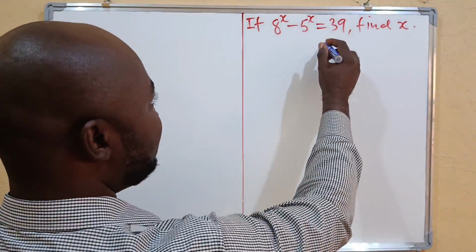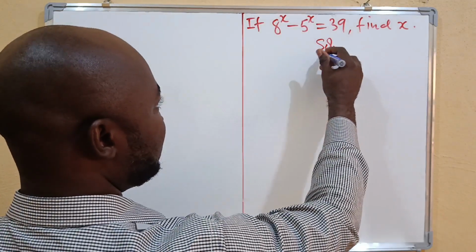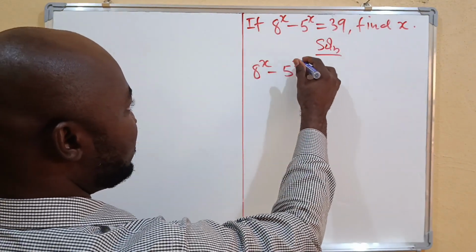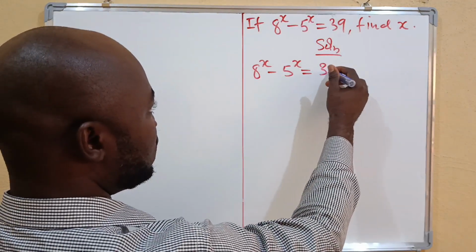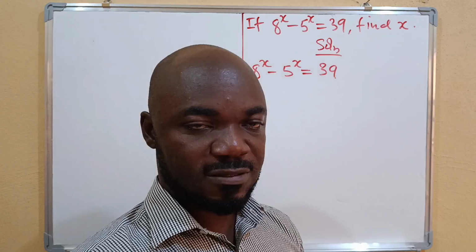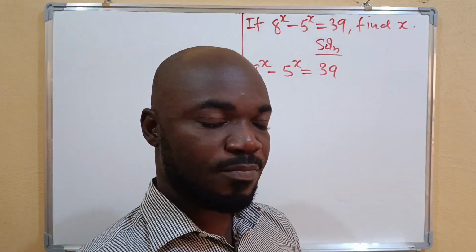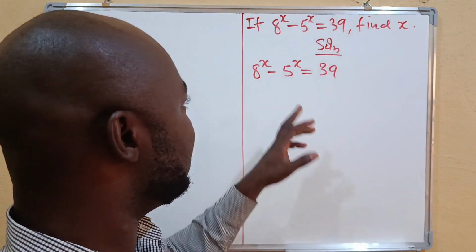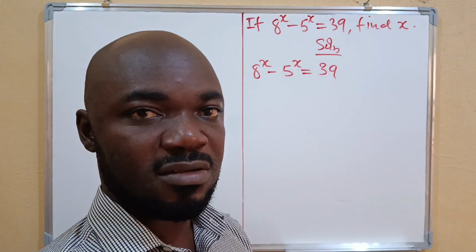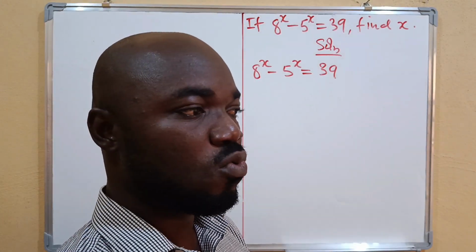Okay, so I have 8 to the power of x minus 5 to the power of x, and they say it equals 39, and we are asked to find the value of x. So how do we solve this kind of problem? Now, if you look at the left-hand side, there is the power of x, but on the right-hand side, none of such exists. So what do we do?